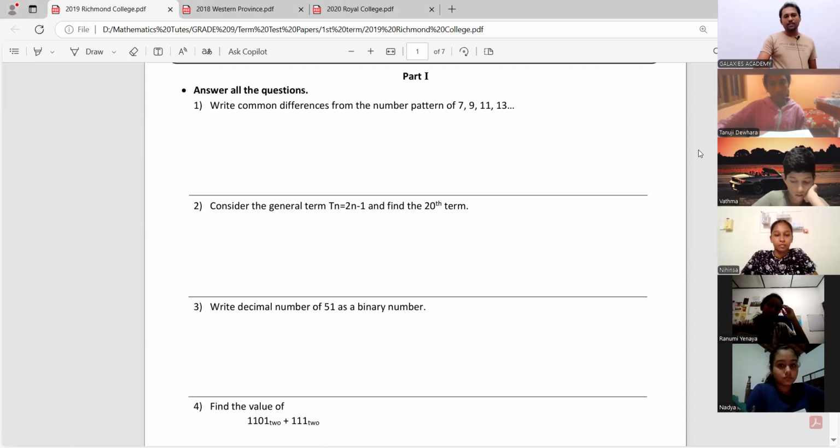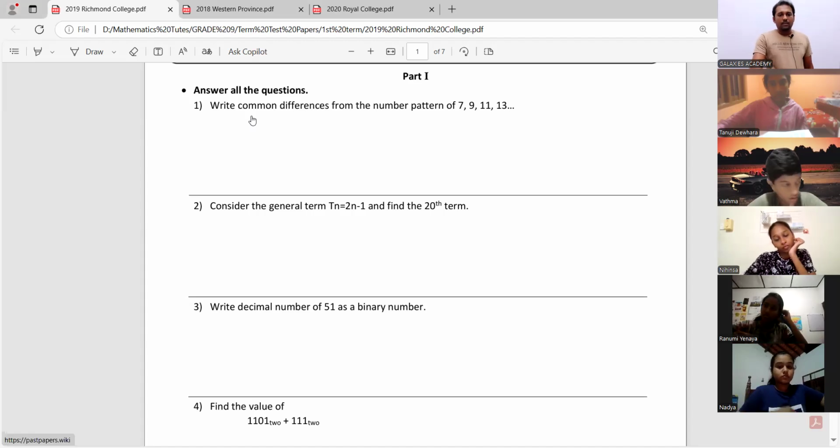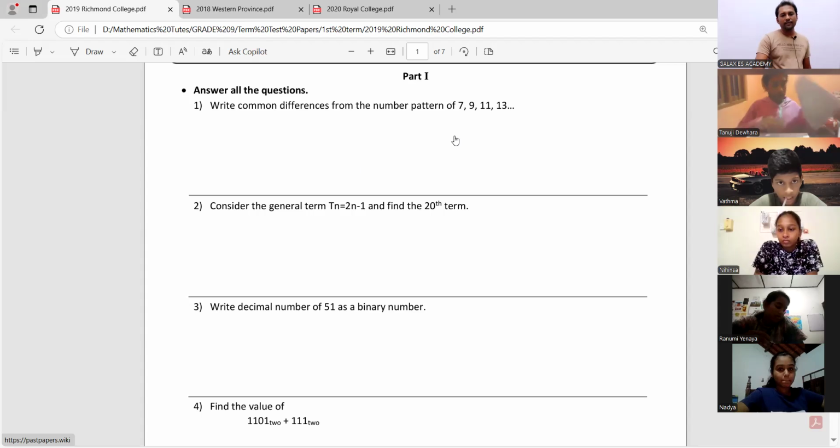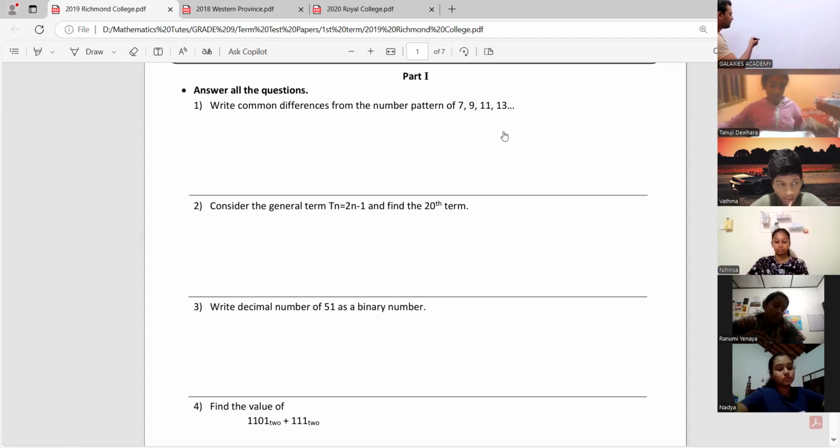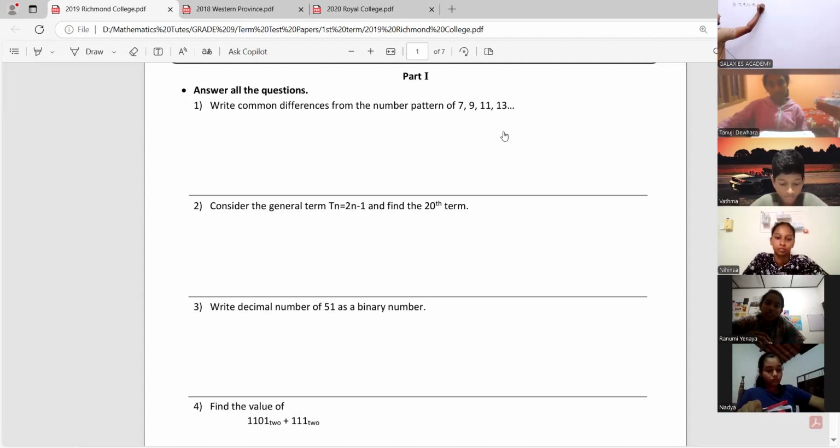The first question is from the number pattern lesson. The number pattern given is 7, 9, 11, 13, and so on. You have to find the common difference. How can you find the common difference?